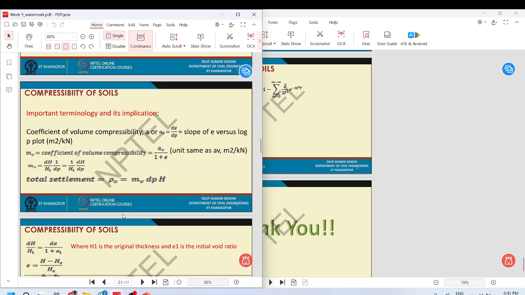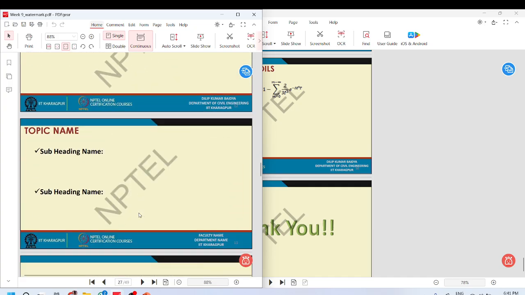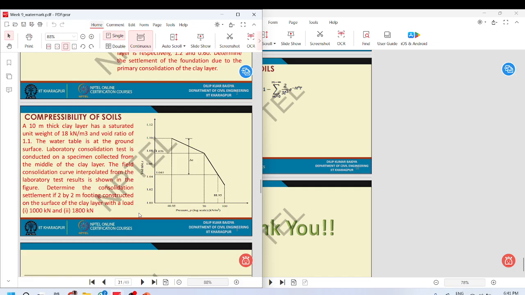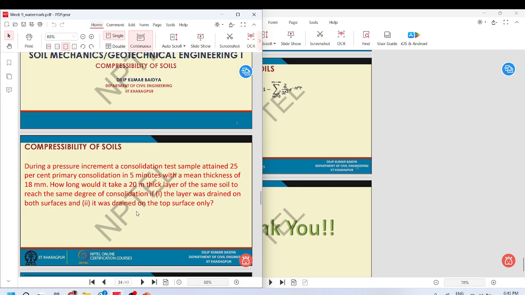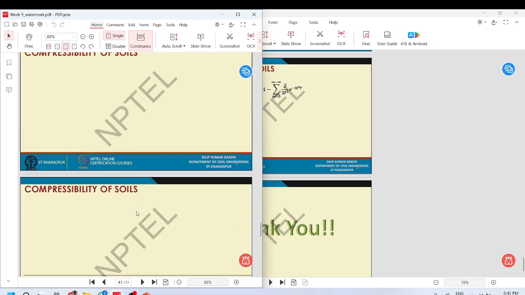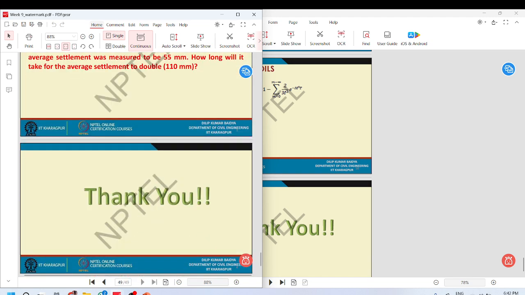Do you want another equation, madam? Yeah, you want another equation for degree of consolidation? No, no. I'm going through this compressibility of soils and checking if there is anything else I would like to discuss. No. So okay, maybe we can do some questions then, because I could not find any.